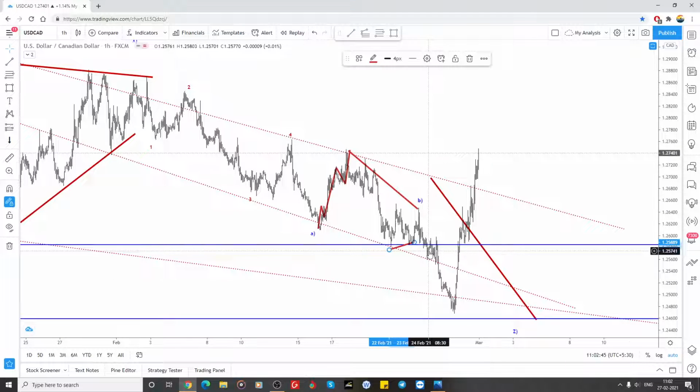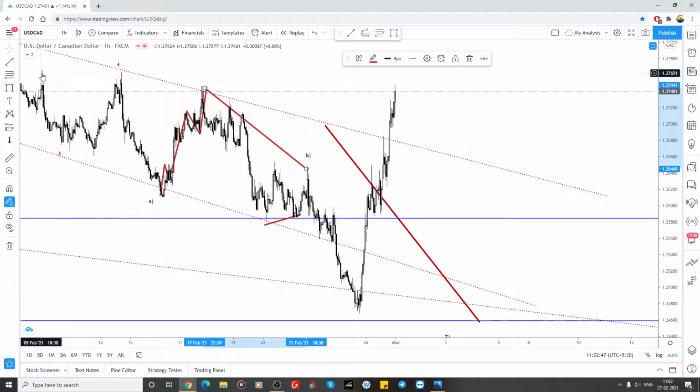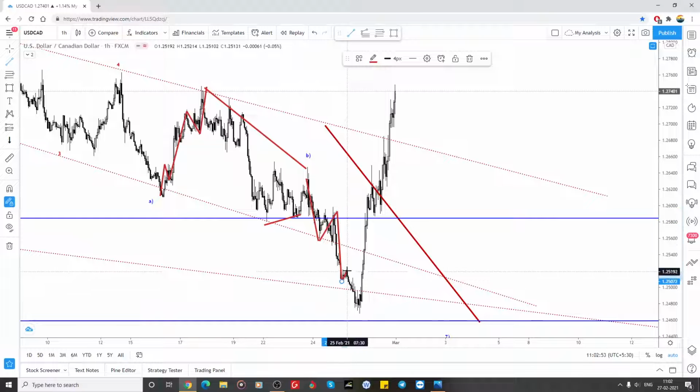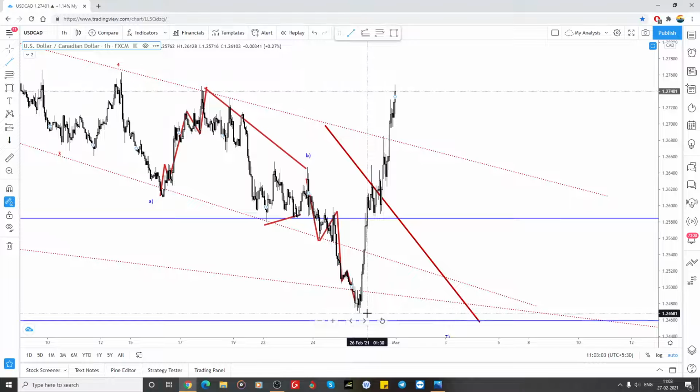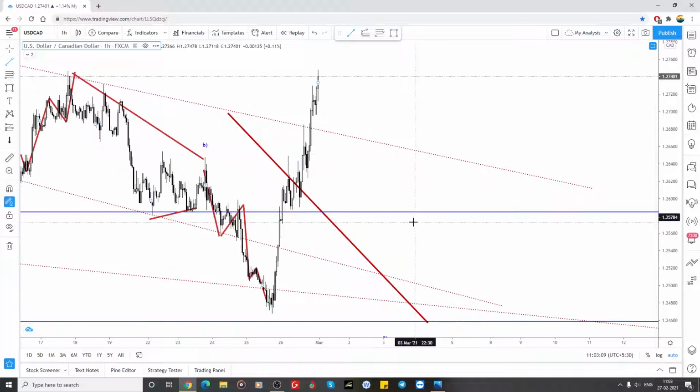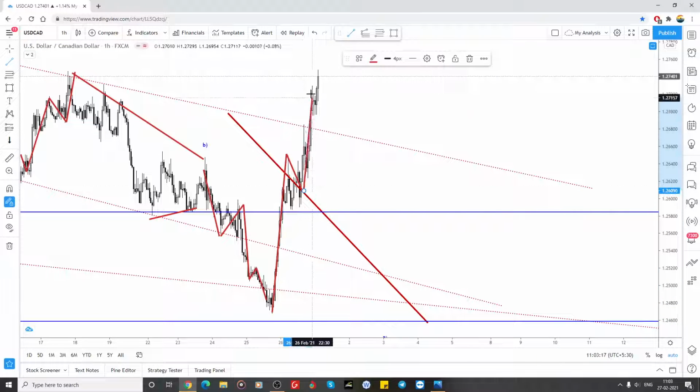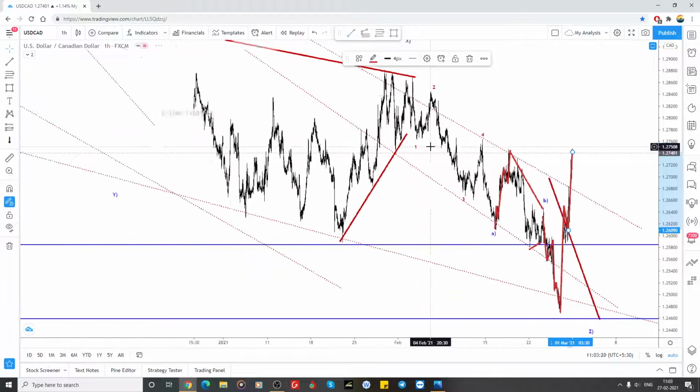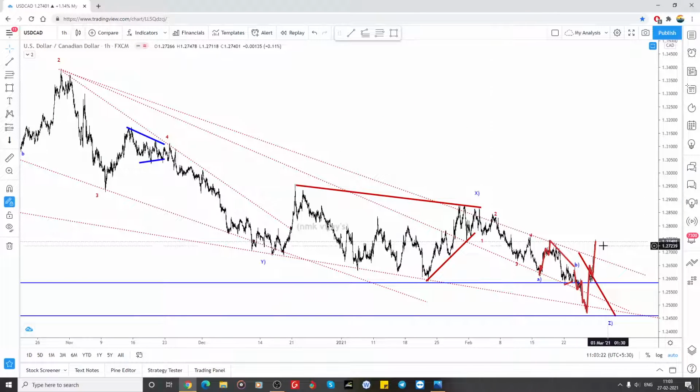So A, B and C. So here is a 5-wave structure. So 1, 2, 3, 4 and 5. Exactly I picked here 1.25, I think so. Yes, exactly I picked here, and it went to 1.2468 and again it showed. And here it's looking like again a 3-wave structure. So let's see how it is going to happen.